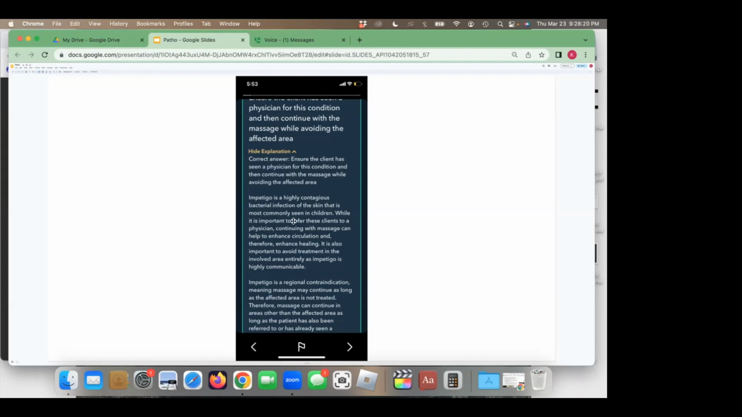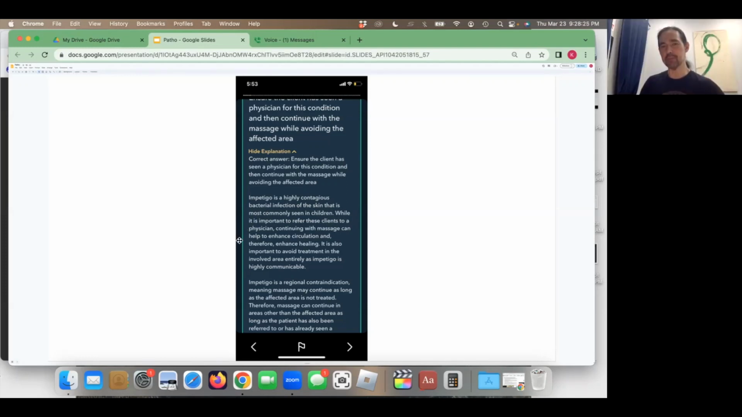While it's important to refer these clients to a physician, continuing with a massage can help to enhance circulation and therefore enhance healing. It also is important to avoid treatment in the area as impetigo is highly communicable. So you don't have these clients disrobed down to exposing the skin. If someone has it on their leg or their buttock, have them leave their pants on, just work on the low back and anything above and below, but not on the affected area.